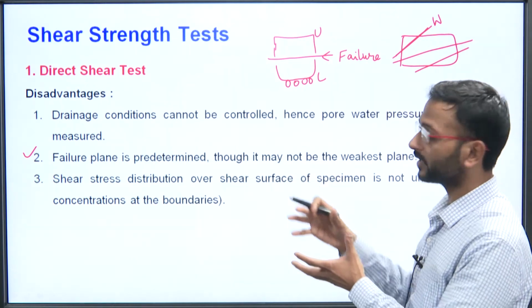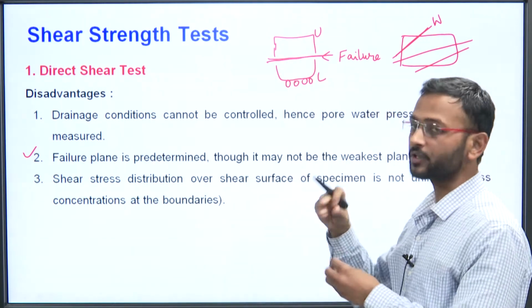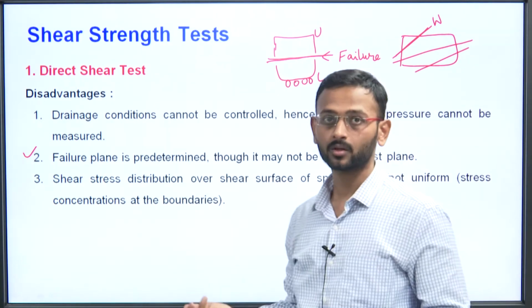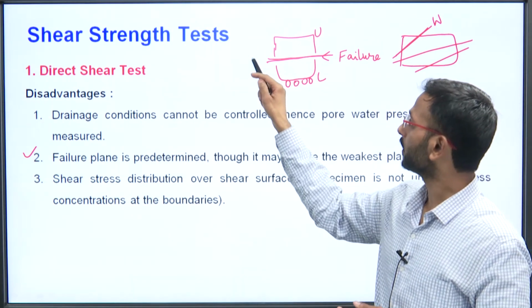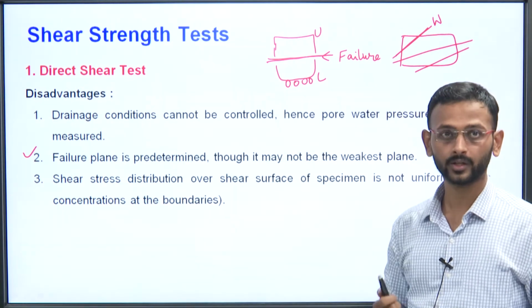But here we are saying that failure plane is the fixed one only, like this one is the failure plane, and we are not changing that failure plane. So it may be the weakest, it may not be the weakest. So we are not actually knowing that is it really the failure plane or not. So that is a problematic thing.